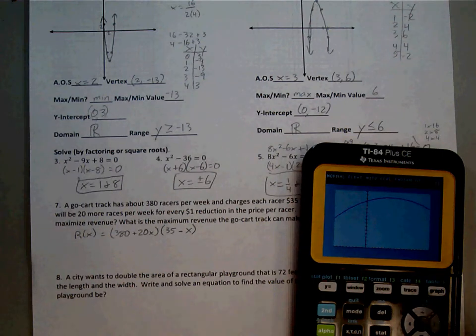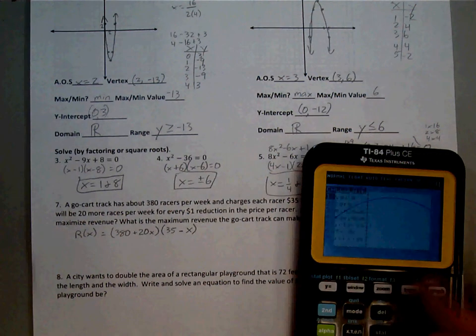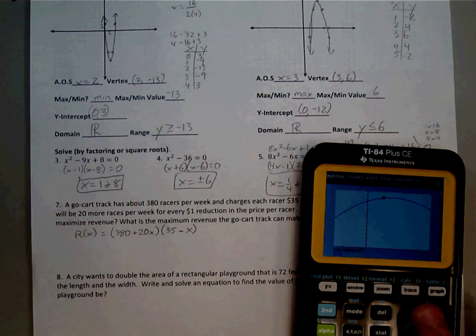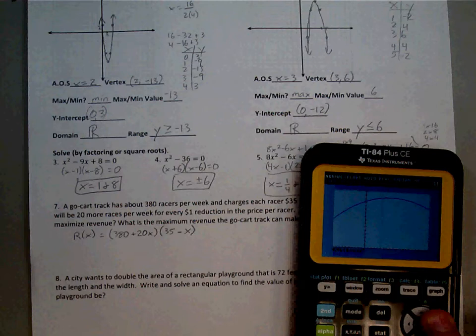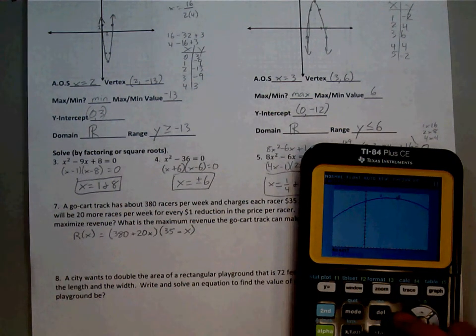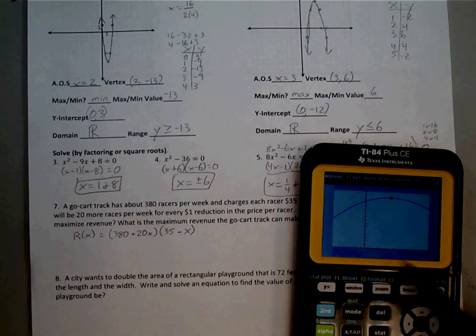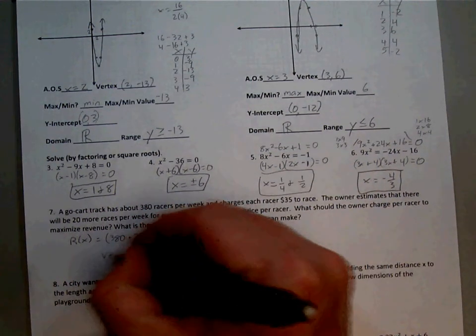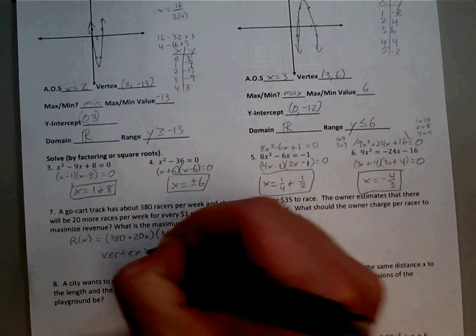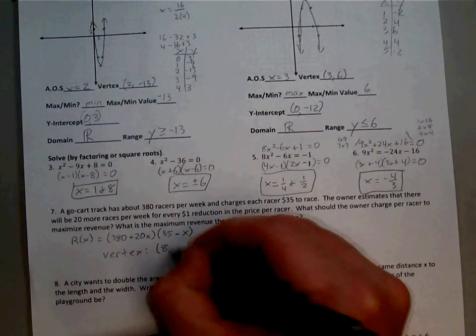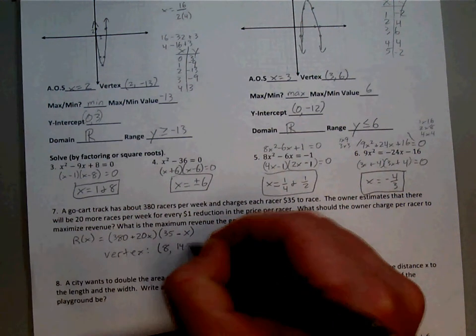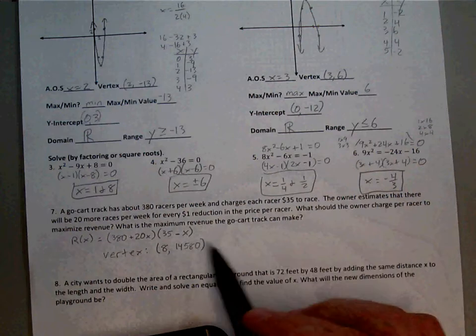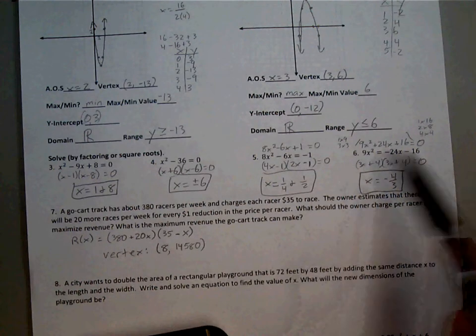So now we can get our maximum. So I'm going to go to calc, maximum, left bound, right bound, guess. So 8, 14, 8, 580. So the vertex, I'm just going to jot this down. 14,580. That's the maximum revenue. That's how high it's going to go.